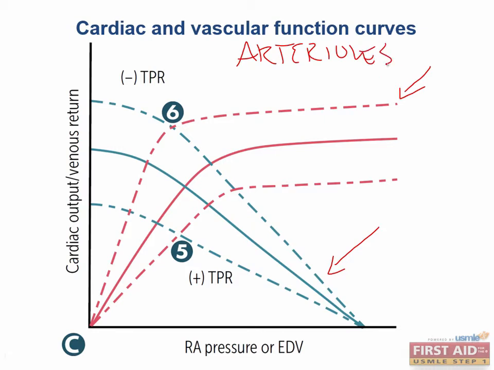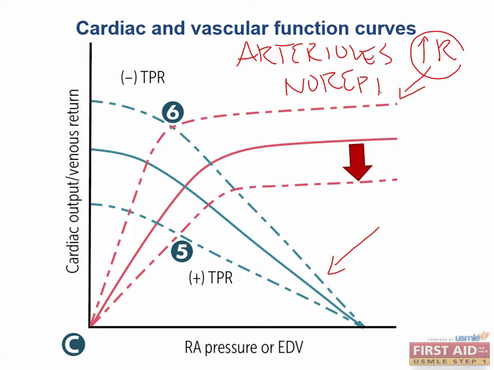So if you increase the resistance in the arterioles by decreasing the diameter using a vasopressor like norepinephrine, the heart will have a more difficult time pushing blood out against this new resistance. This equates to a decrease in cardiac output. We shift down. So why does this also rotate the venous function curve down and to the left?